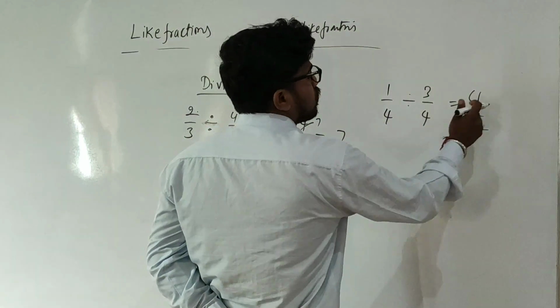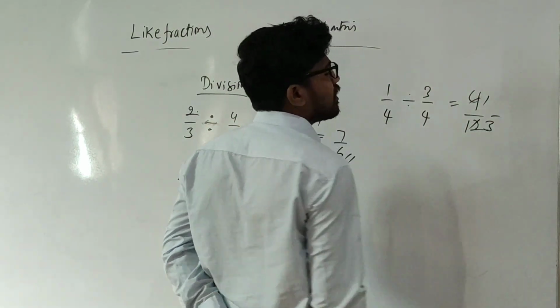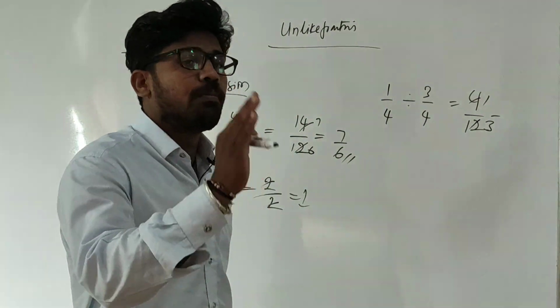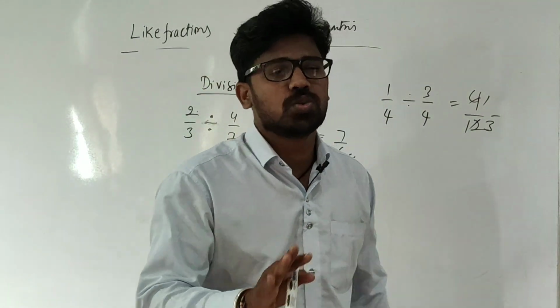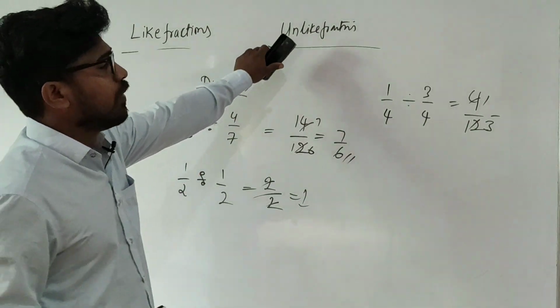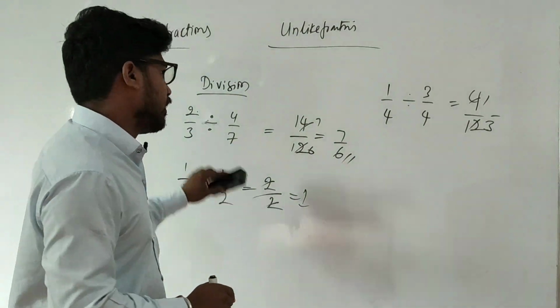That's it. So 4 ones are 4, 4 threes are 12. So the answer is 1 over 3. So for the multiplications and the divisions, it is very easy. We don't have to worry about whether it is a like term or an unlike term.